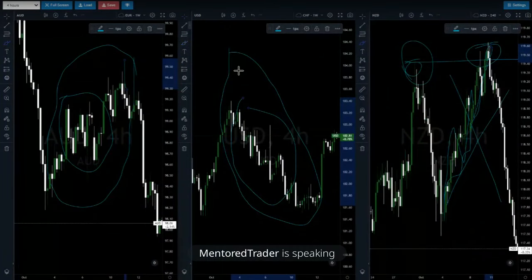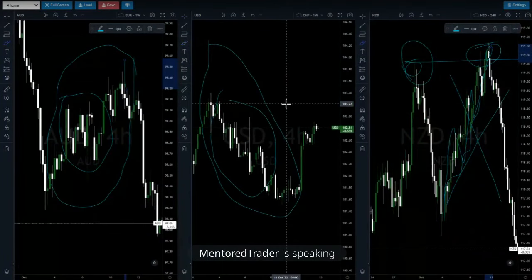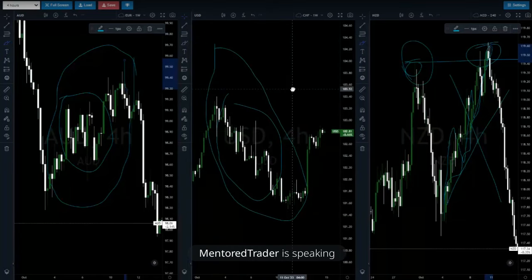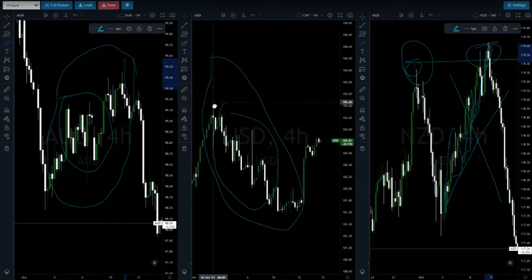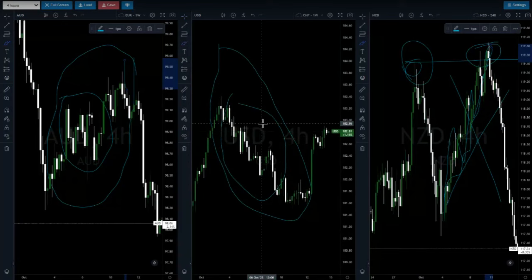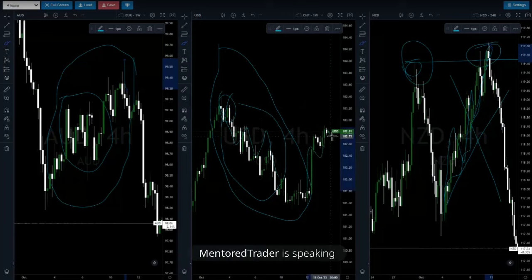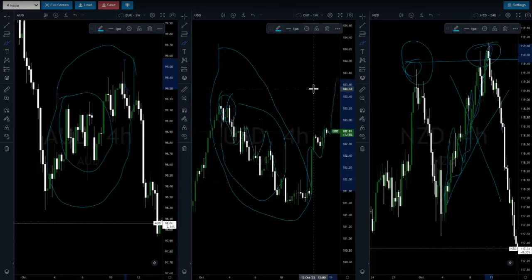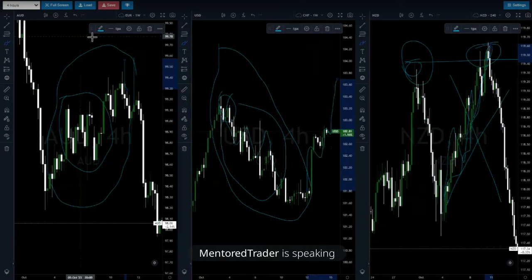So where is the dollar heading to? Let's just think, what is the CHF doing? That is the flow of the market. The Swiss franc is doing the same thing. The Swiss franc is trading above consolidation, and the dollar is also trading above consolidation. So which means we have two kings in the market: the Swiss franc and the US dollar.